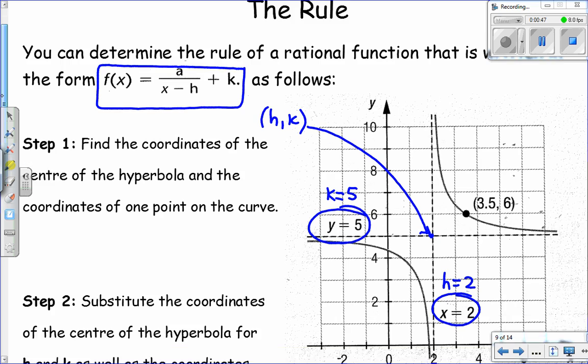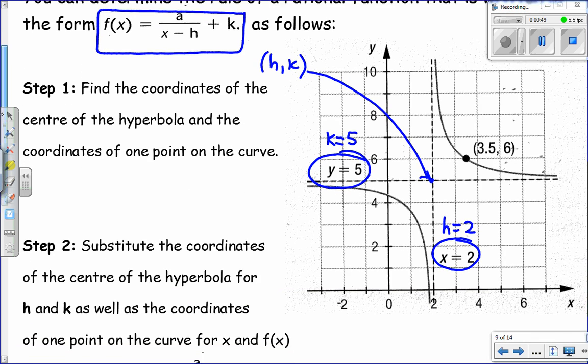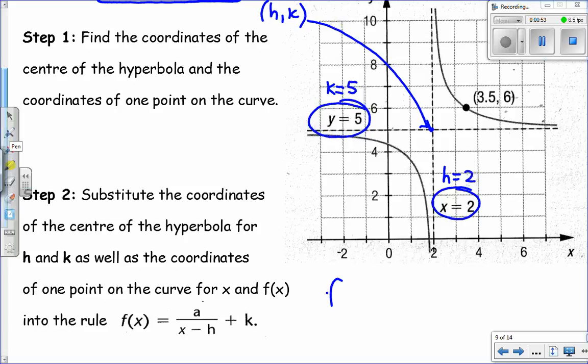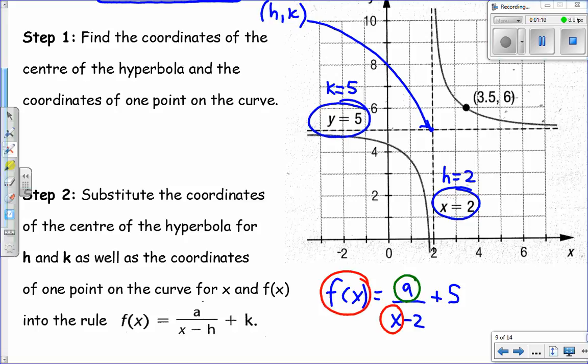I'm just going to move up a bit. So we can plug in these two in our formula, right? So we're at f of x is equal to a over x minus 2 plus 5. Now, what do you think we're going to need to do to figure out the rule? We need to find our a value. So what we're going to do is plug in a point, x and f of x.